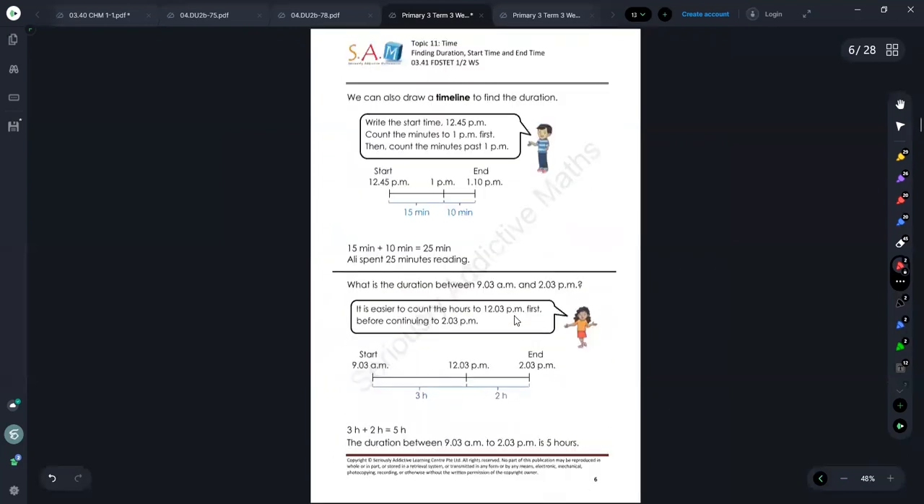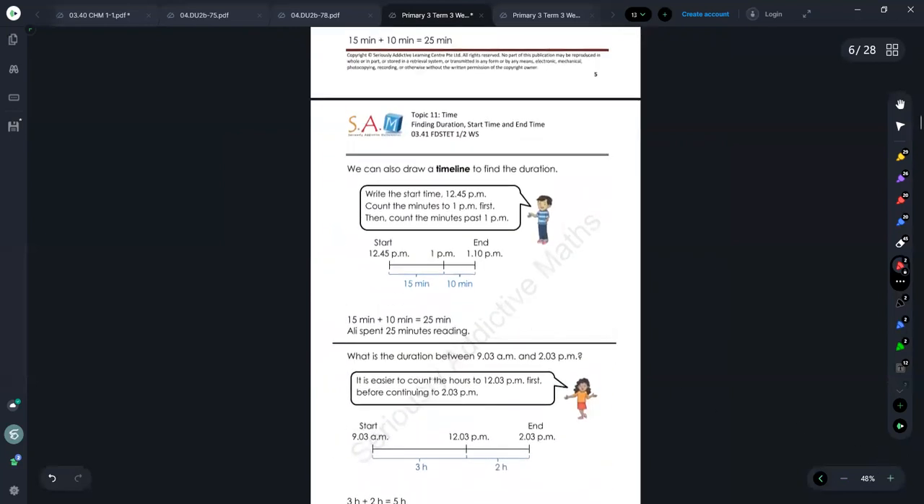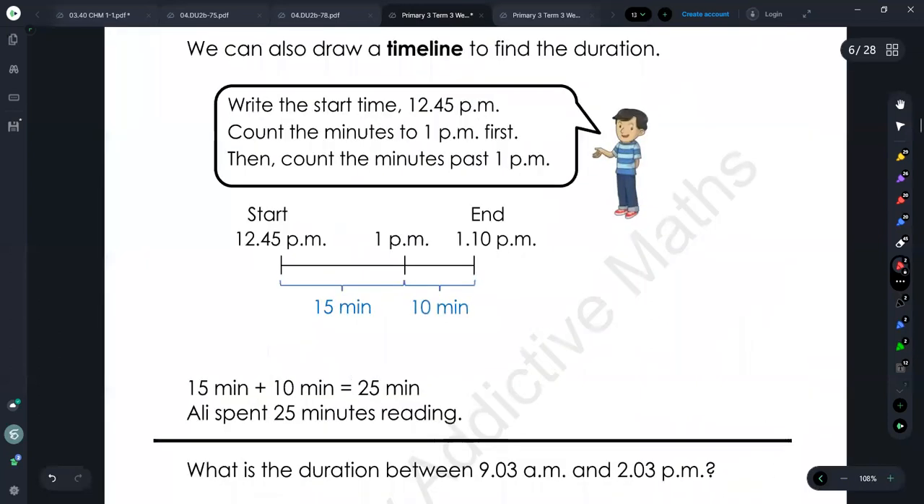Now, how do you translate that into a timeline? This is something that you might want to draw, although the picture is there. For a timeline, I get them to always draw a straight line, and then you have a start time and an end time. Here it says the start time is 12:45, and then the end time is 1:10.